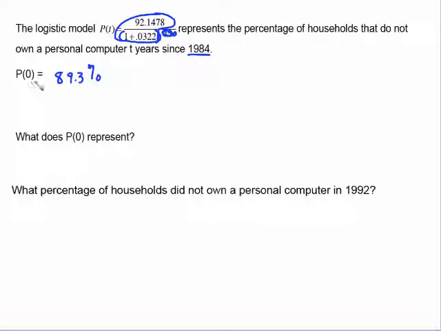So P of any value is a matter of plugging it into your calculator. This was just very easy to plug in because it was 0. Now what does P of 0 represent? Well, remember, we are looking at the percentage of households that don't own a personal computer t years since 1984. It's kind of like time began in 1984. So P of 0 would be the percentage of households, we'll call them HH to save time, the percentage of households without a computer in 1984.